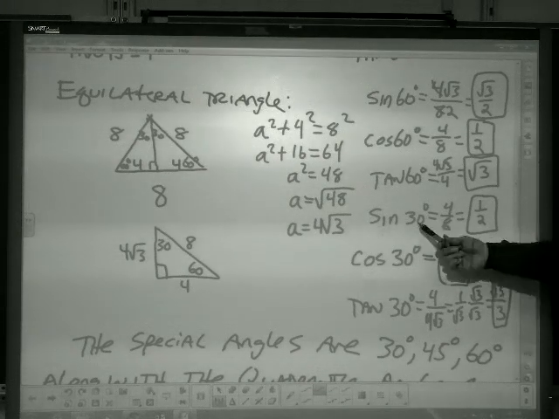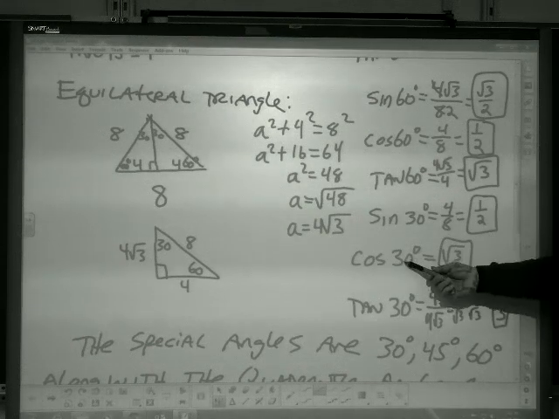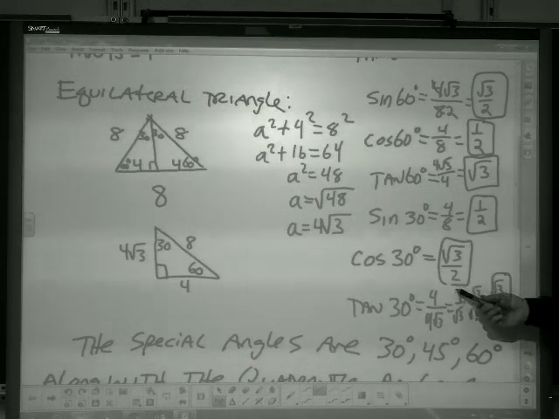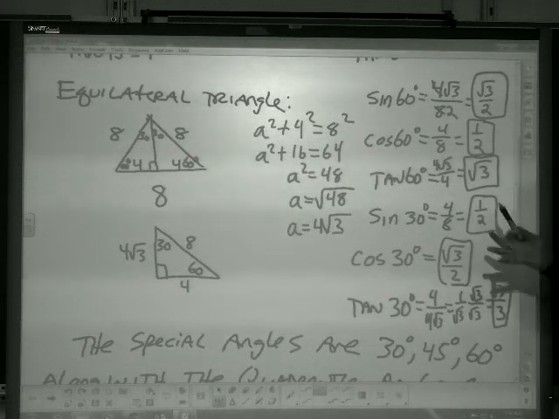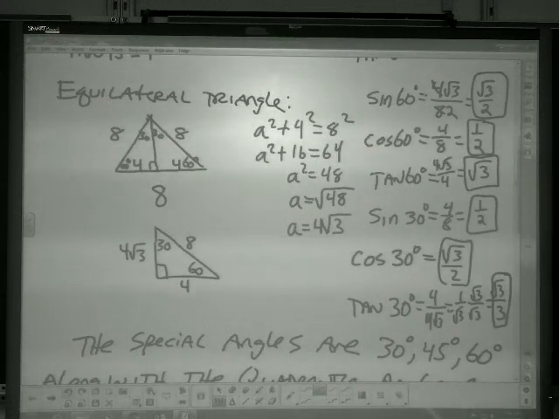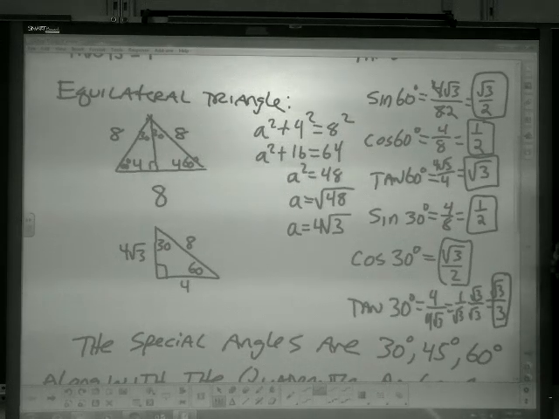So again, for any 30-degree angle, the sine of a 30-degree angle is going to be a half. The cosine of 30 is radical 3 over 2. The tangent of 30 will always be radical 3 over 3. I'm just showing you how we could create those angles using equilateral and isosceles triangles.